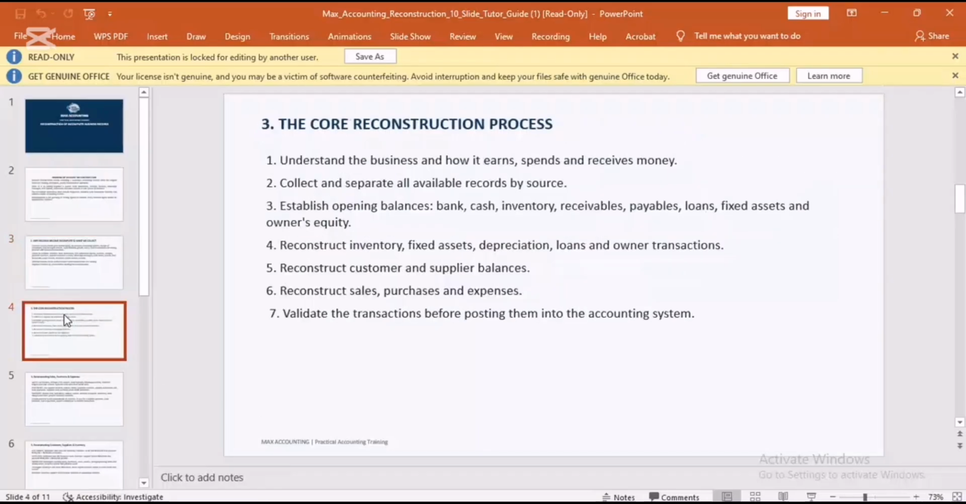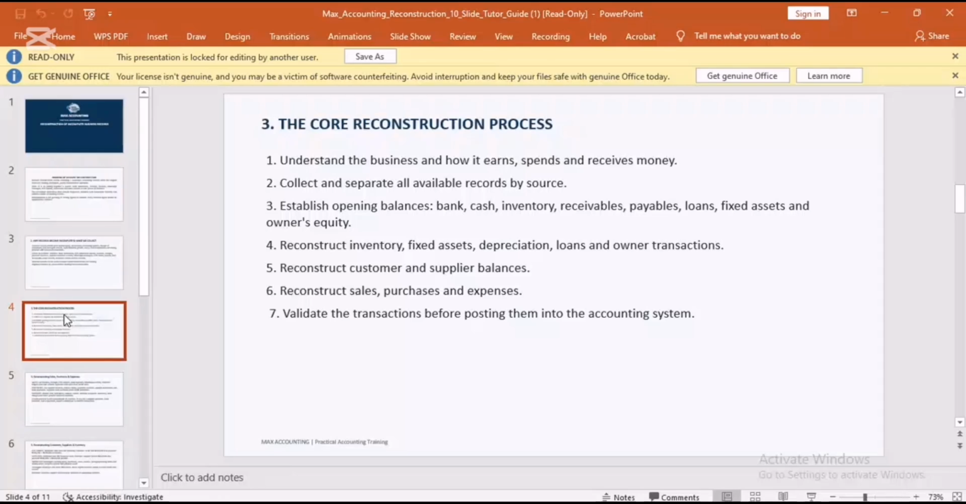So let's see the processes, the stages, of what needs to be involved while you reconstruct. So these are things you do. First, understand the business and how it earns, spends, and receives money. The second one, collect and separate all available records by source because you are working with them.